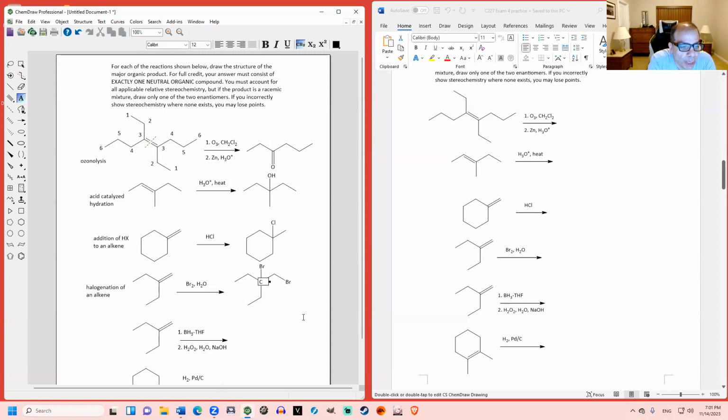This carbon has 2 ethyl groups on it, so it's not chiral. This carbon is also not chiral because there's a plane of symmetry running down the middle of the 6-membered ring. And this carbon is also not chiral because there's 2 ethyl groups on it. So no need to show any stereochemistry. There's no chiral carbons.